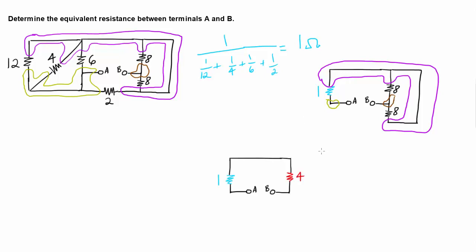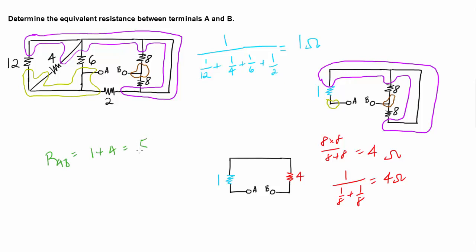Okay, there we go. Now the 4 ohms can be obtained by doing either 8 times 8 over 8 plus 8, or by doing 1 over 1/8 plus 1/8, but both is going to be 4 ohms. Okay, so now our problem has been reduced to a much simpler circuit. Let's go ahead and use a different color here. So now the 1 and 4 ohms are in series. So R_AB is just going to be 1 plus 4 or 5 ohms. And this would be your final answer.